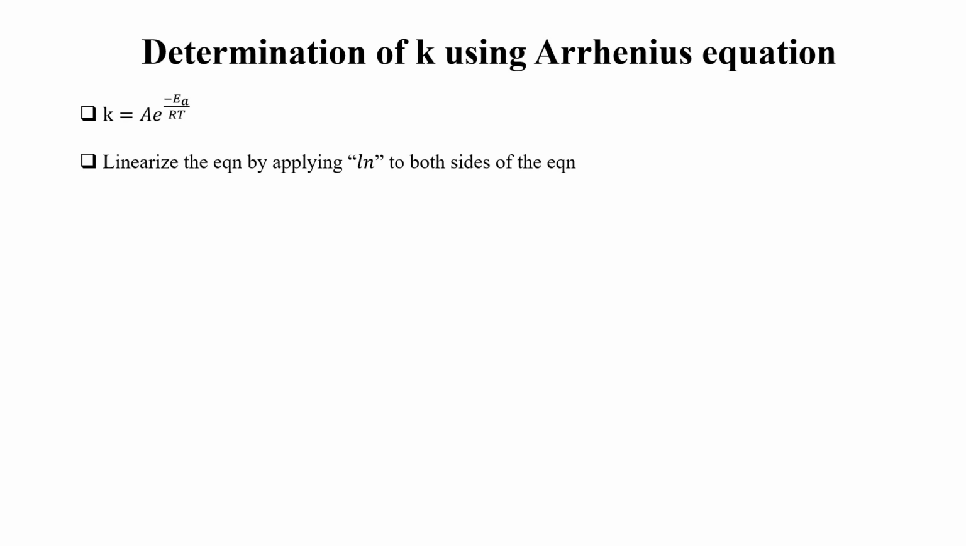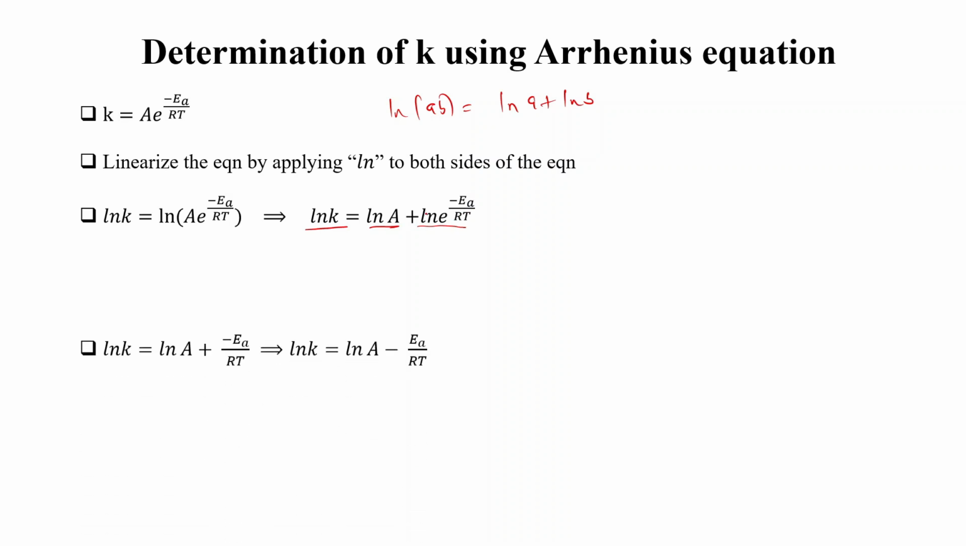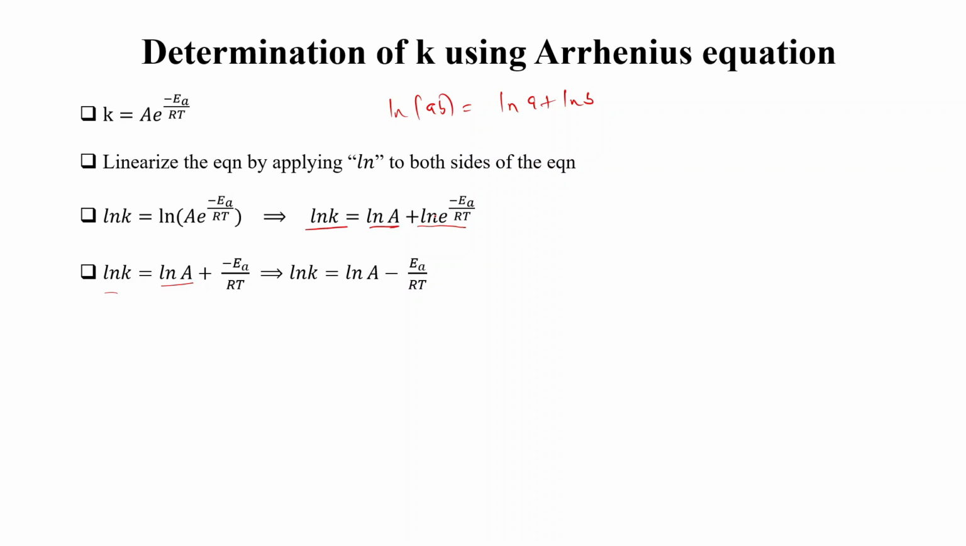We are going to linearize the equation by applying natural log to both sides of the equation. So we apply natural log, and then we get ln K being equal to ln of A exponential negative EA over RT. Now, we know how ln operates. Whenever you have ln AB, it means that this is equal to ln A plus ln B. So we apply that here, and we say ln K is equal to ln A plus ln exponential negative EA over RT. Now ln is the inverse of exponential, so it cancels out, and we end up with negative EA over RT. We can rewrite this as ln K equals ln A minus EA over RT. You can still use this, it's still the same thing.